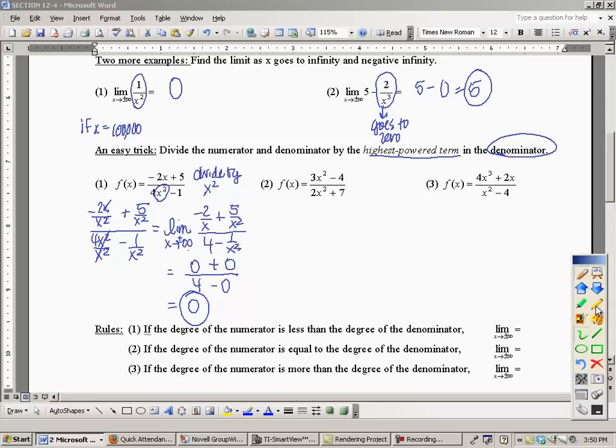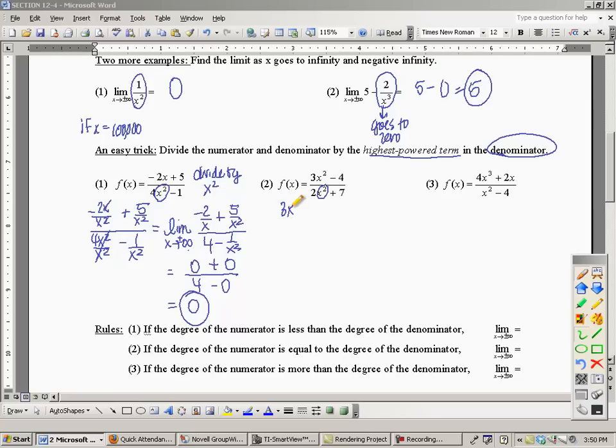And so the key basic idea is that when you take the limit to infinity, any fraction with x in the denominator will go to 0, because you're going to make it bigger and bigger and bigger, so the fraction is going to get smaller and smaller and smaller. So let's try again. We're going to divide by x squared.